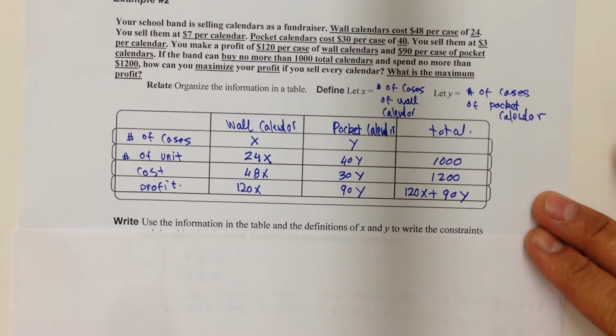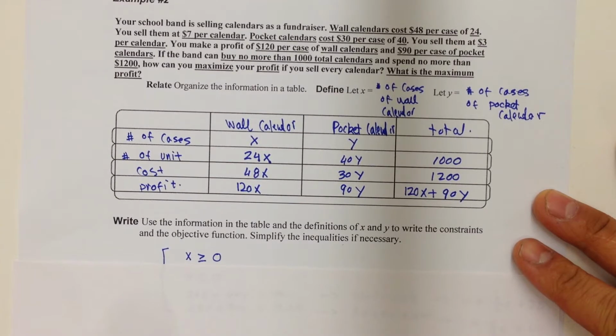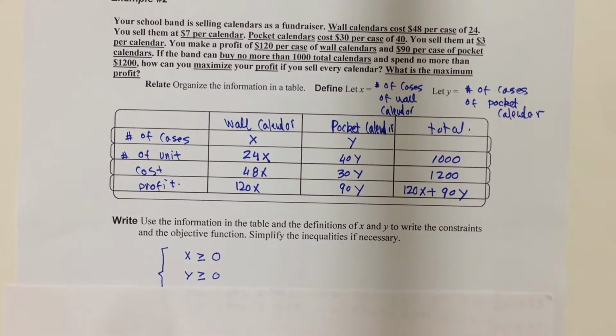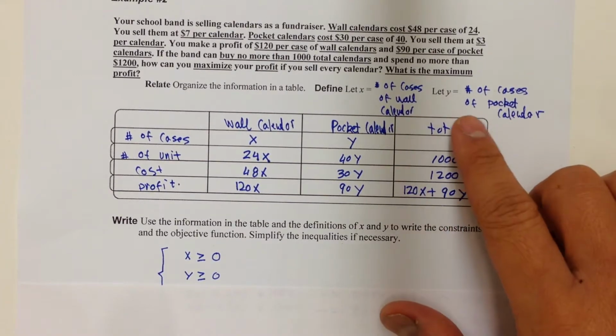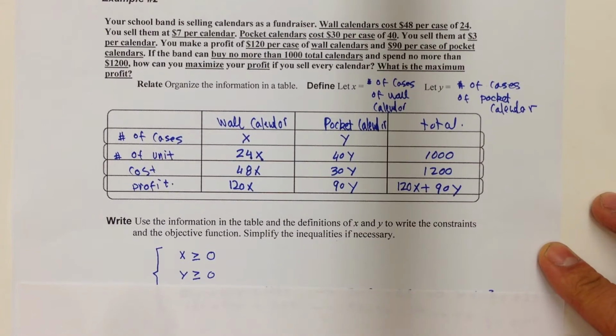Remember that X represents the number of cases of wall calendar, and therefore that number should be no less than 0. Y is also the number of cases of pocket calendar, and that number should be no less than 0. So we know that those have to be bigger than or equal to 0. Make sure you understand what your X and Y stand for and write the appropriate inequality for those.